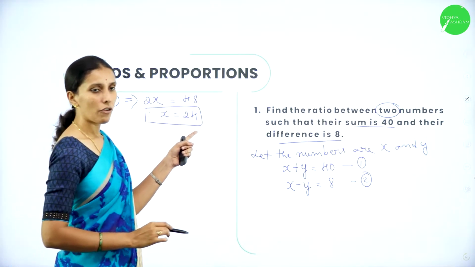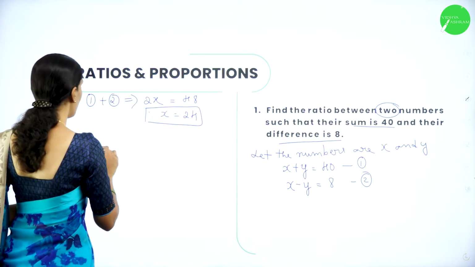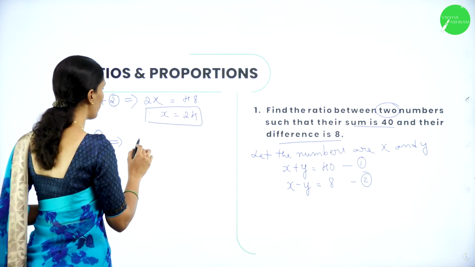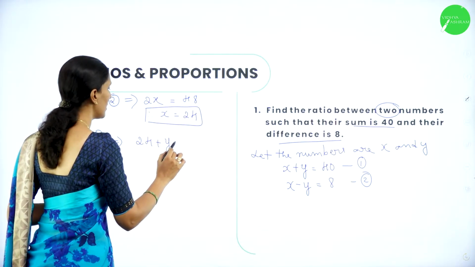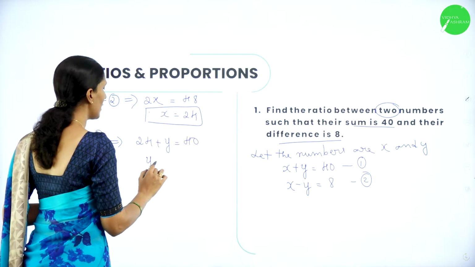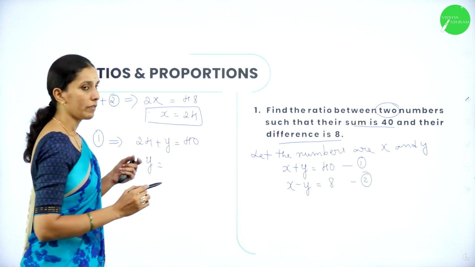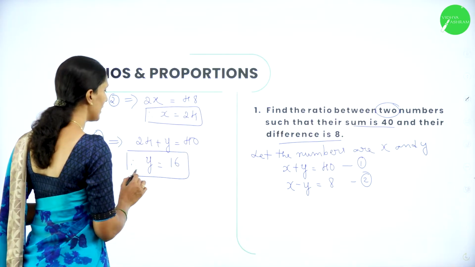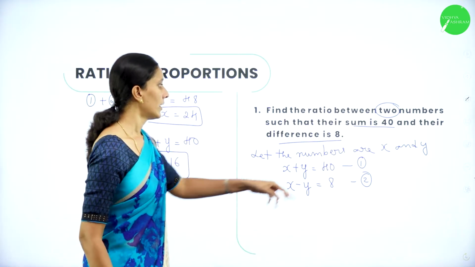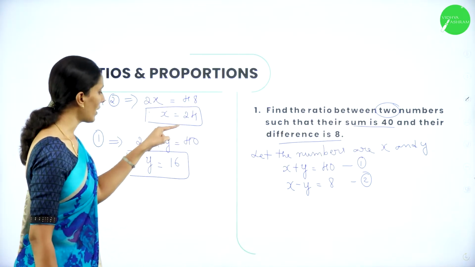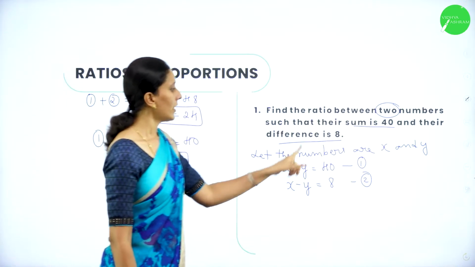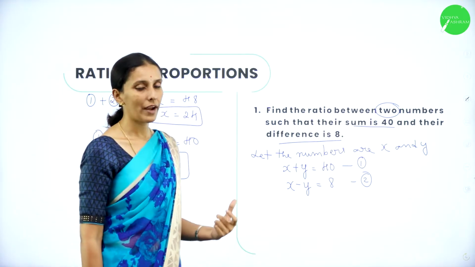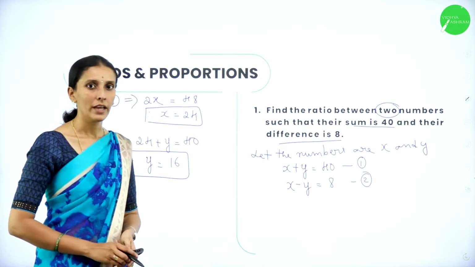Now substitute the value of x in any one of the equations. Let me take equation 1 only. This implies in the place of x I am substituting 24. So 24 plus y is equal to 40, or y is equal to 40 minus 24, which is nothing but 16. Therefore the value of y is 16. Now let me check the condition. Their sum must be equal to 40. What is 24 plus 16? It is 40. Their difference is 8. What is 24 minus 16? It is 8. This is how we will find unknown quantities using the concept of ratios.